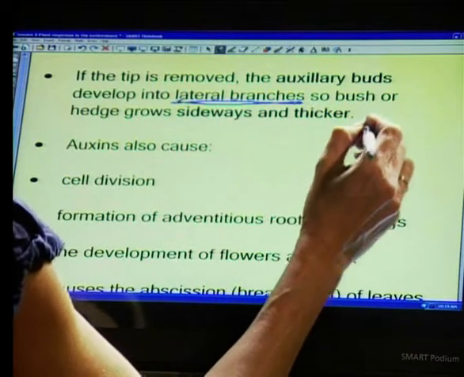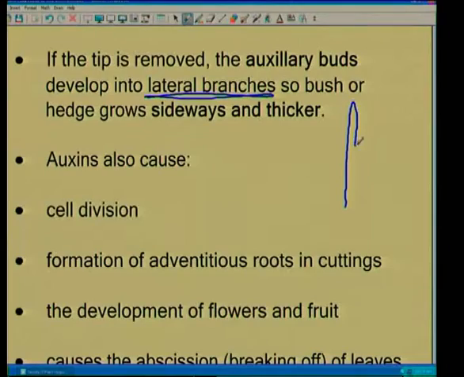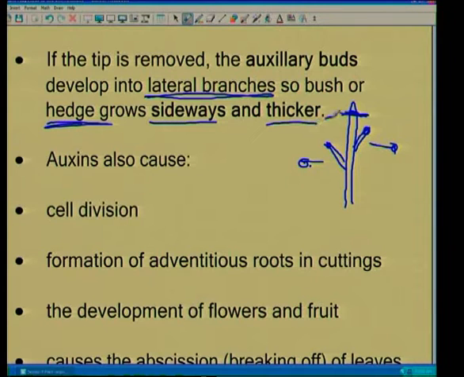In other words, if a plant is growing upwards like this, and we cut that tip off, we cut the apical bud off, we now no longer have dominance, which means that those little branches that develop on the side, those little tips there, are going to grow sideways, which means that your hedge or your bush is going to grow sideways and thicker because you've cut off the top. So it will now start to grow thicker sideways, and it'll get thicker and thicker.